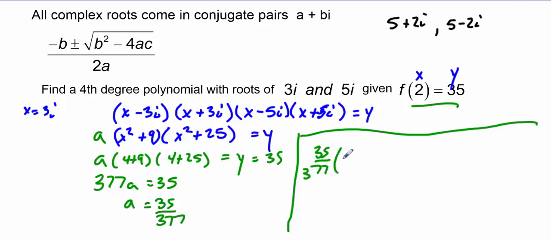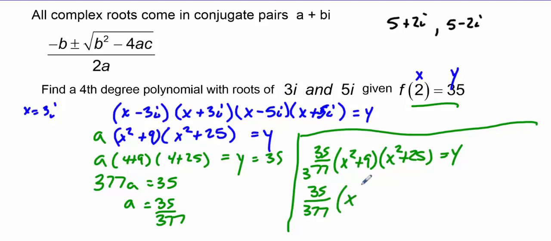Now, the fourth degree polynomial is going to be 35 over 377 times (x squared plus 9)(x squared plus 25) equals y. 35 over 377 times x to the fourth plus 34x squared plus 225 is equal to y. And I could distribute all these in, I'm just not going to right now. But if I ask you to write out the fourth degree polynomial, I'd want that multiplied through.